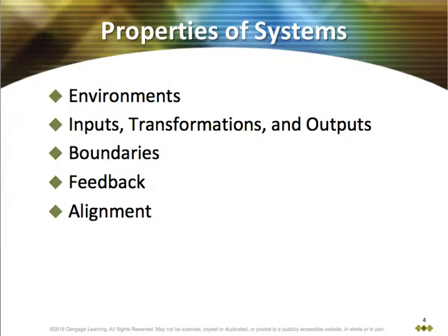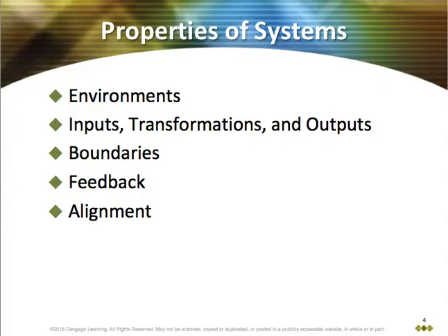The model includes environments, inputs, transformations and outputs, boundaries, feedback, and alignment. Environments are everything outside the system that can directly or indirectly affect its outputs. Inputs are human capital or other resources such as information, energy, and materials. Transformations are the process of converting inputs into outputs. Outputs are the results of what is transformed by the system.